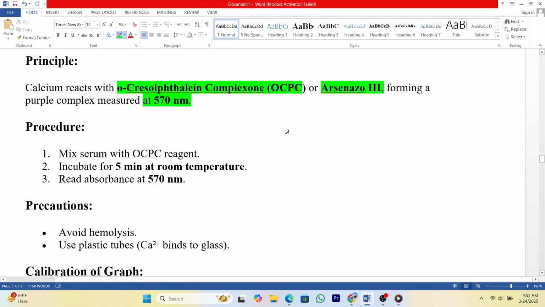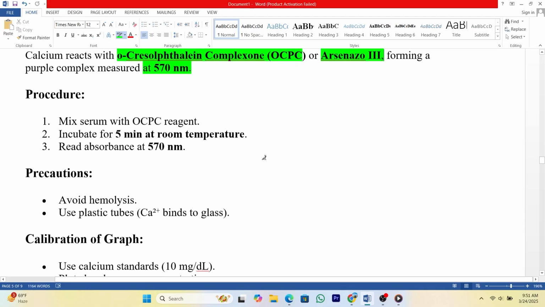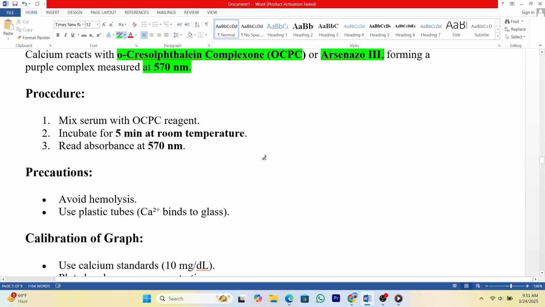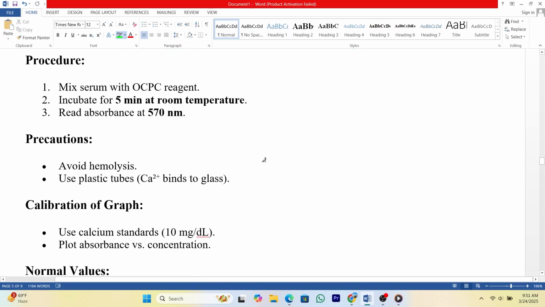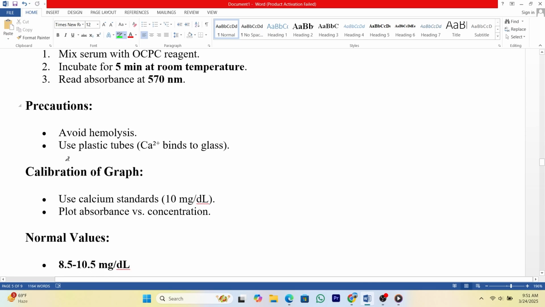Procedure. 1. Mix serum with OCPC reagent. 2. Incubate for 5 minutes at room temperature. 3. Read absorbance at 570 nm. Precautions. Avoid hemolysis.